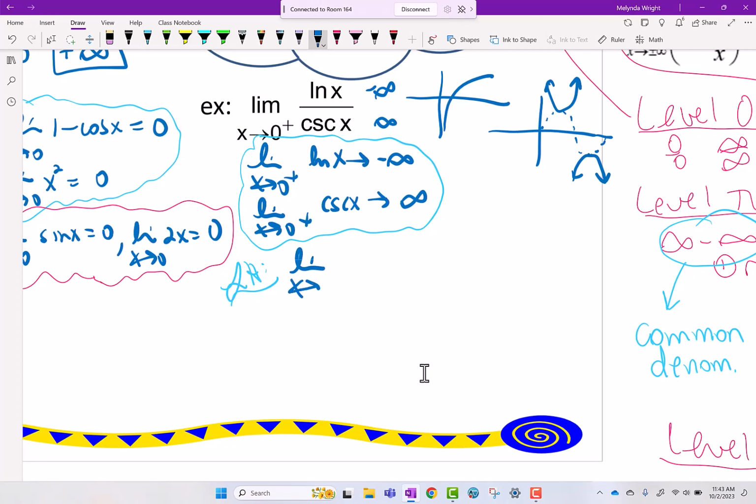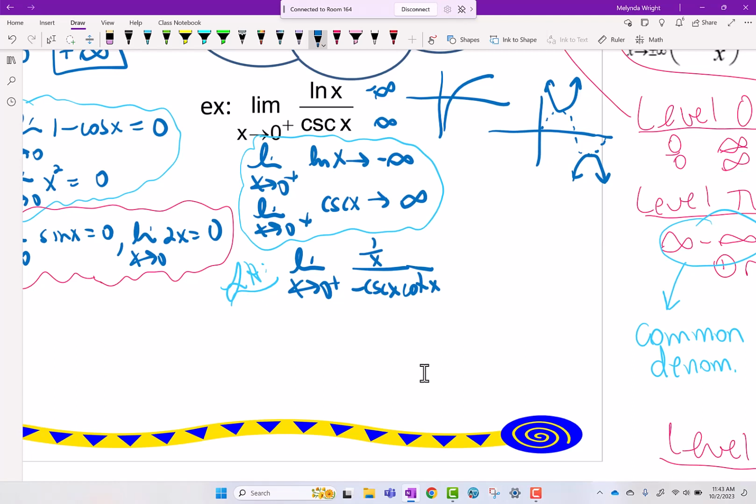All right, the limit as x goes to 0 from the right. So the derivative of natural log is 1 over x. The derivative of cosecant is negative cosecant cotangent. I still have an infinity over infinity business going on. And I hope you can see that it doesn't matter how many times I do L'Hopital, it's not going to get any better, right? If I took the derivative of the numerator, I'd get -1 over x squared. Is that going to be any better? No. If I do the derivative of the denominator, I'm going to have to do a product rule. Oh, it's just going to get worse and worse.